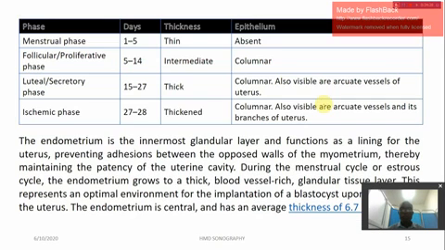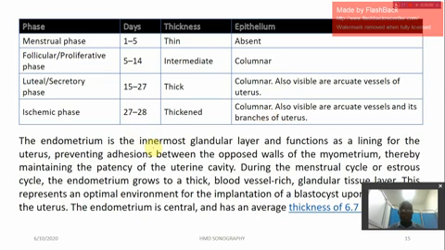Then the ischemic phase is when the basal layer is no longer supplying blood to the functional layer, so it becomes ischemic. That's 2.8 centimeters. Yes, the arcuate arteries are visible. They are branches of the uterine artery. So that is what you need to look at.